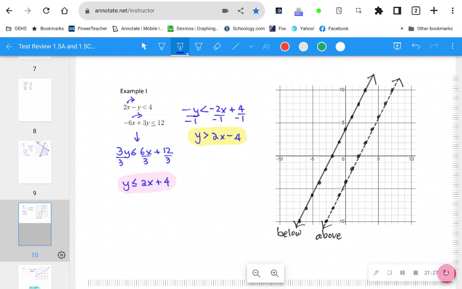What I'm going to show you here is that to be above the dashed line would put you right here or right here. And to be below the other one would put you right here and right here. So it is entirely possible to be in that section. You can be above one and below the other. And the section that works is this section right here in between them.